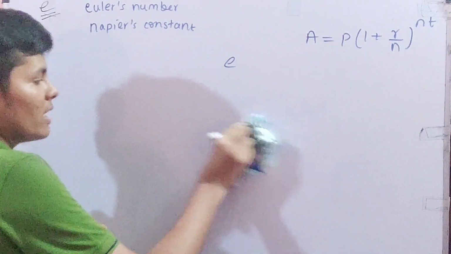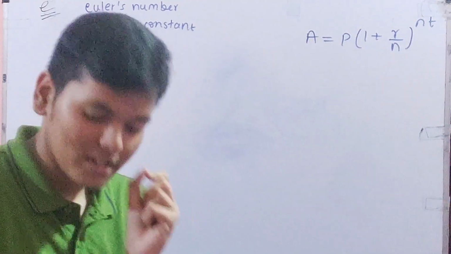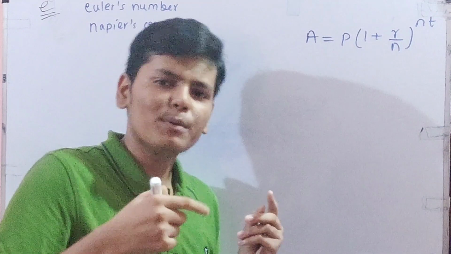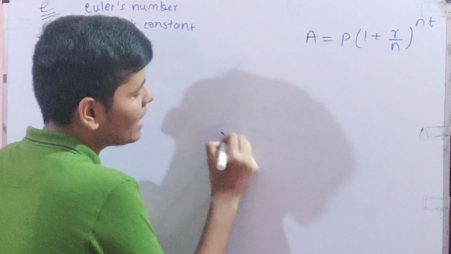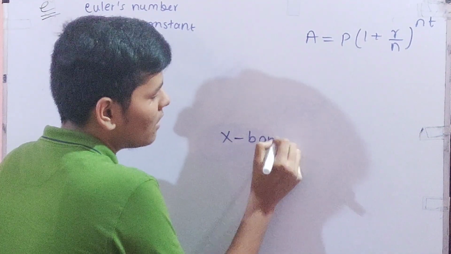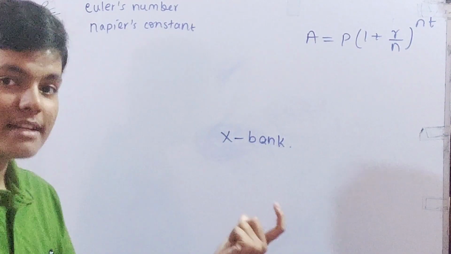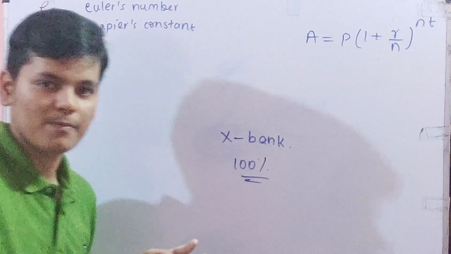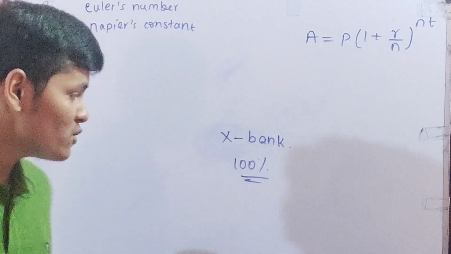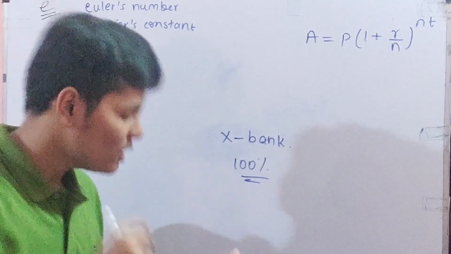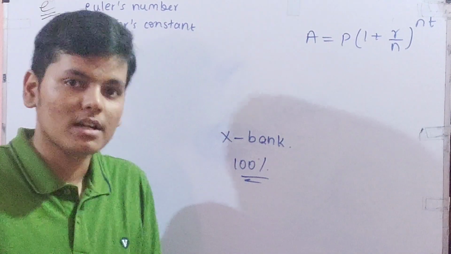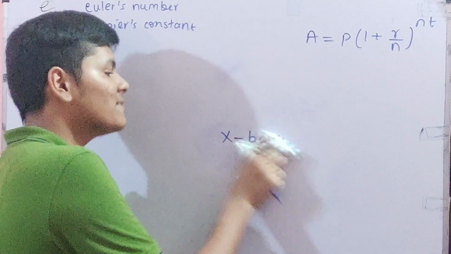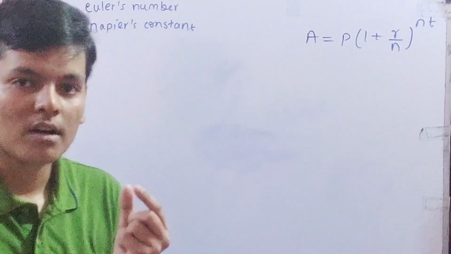Now we will be talking about a thought experiment where we take an example of a bank. Let that bank be X bank. Now this bank gives you 100% interest. Let us suppose an ideal bank which gives you 100% interest on your deposits. So if I deposit, suppose, 100 rupees, after 1 year I will get 200 rupees. So it gives us 100% interest.